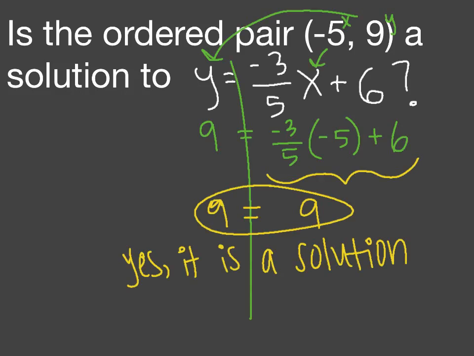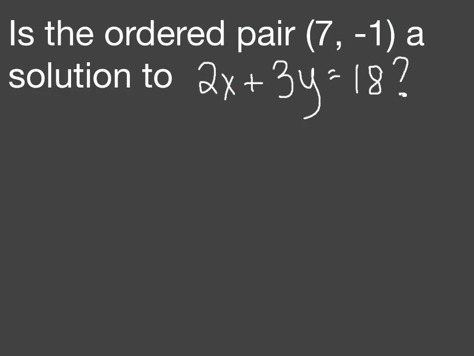Hopefully you got that yes, it is a solution. Here's another example. Is the ordered pair 7, -1 a solution to 2x plus 3y equals 18? So this is exactly the same idea. I want to know, is this ordered pair a solution to this equation? So I'm still going to replace my x and y with the numbers from my ordered pair. So my x is going to be 7, my y is going to be -1. The only thing that's different about this problem is the x and the y are in different spots than in the previous problems. But I'm still using the same idea.